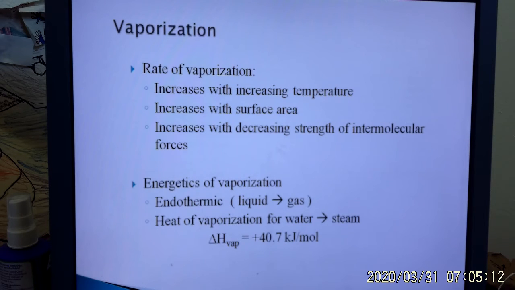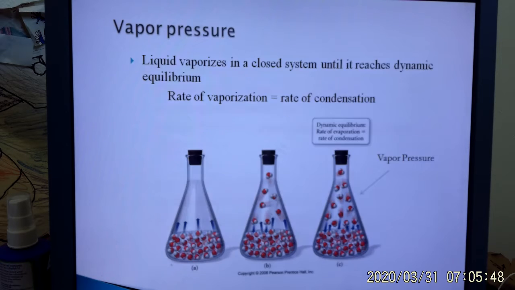The energetics behind vaporization is basically this. It's endothermic. A liquid needs to absorb energy in order to get into the gas state. Okay? For water in particular, that amount of energy is 40.7 kilojoules per mole of water. To go from the gas to the liquid state in condensation, the delta H is minus 40.7. So the reverse will just give you the opposite sign. But we're just going to talk about vaporization. When you hear condensation, you know it's just the reverse.